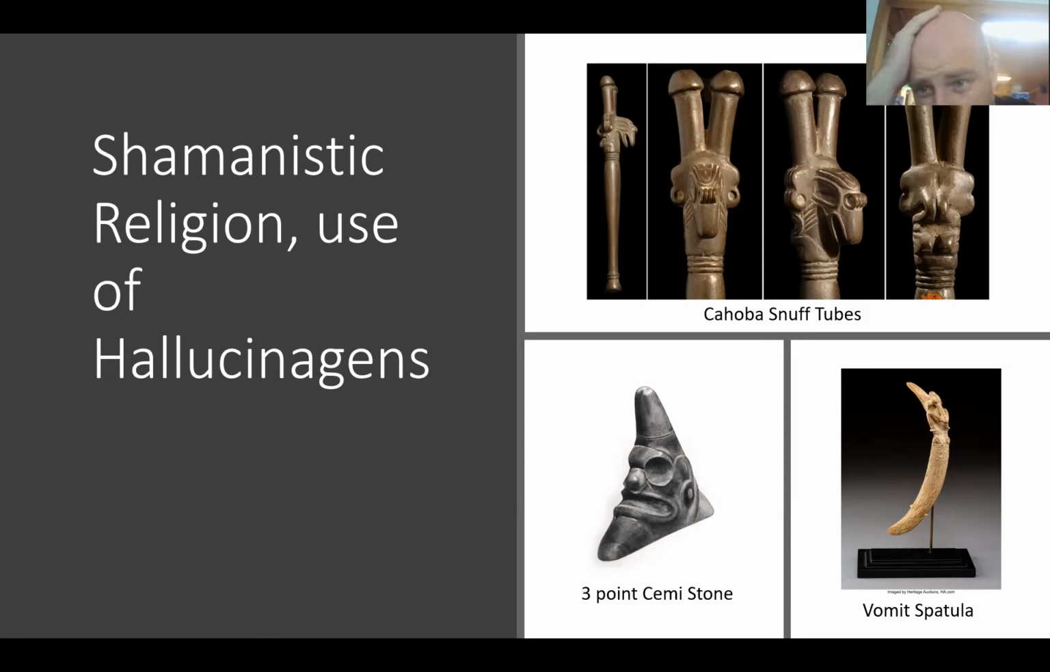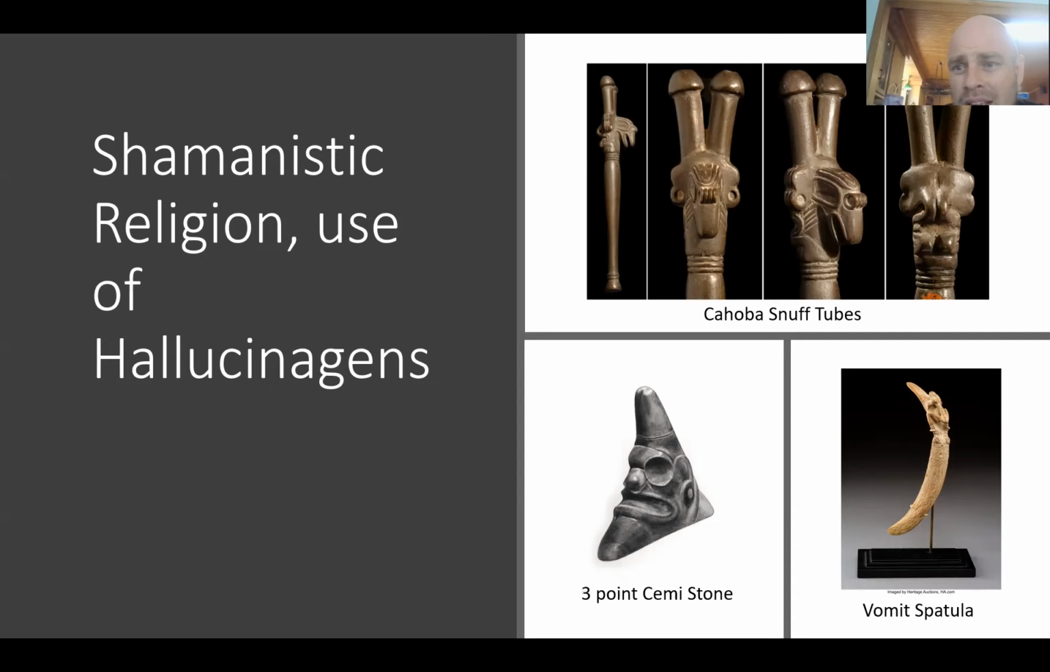And they created artifacts associated with the gods they adored, called semis. There's a common style of those called three-pointers. They also made masks and such. But anyway, the use of hallucinogens was a big part of Caribbean religion. It was a big part of Taino religion. And we see some of this with the Lesser Antilles as well.